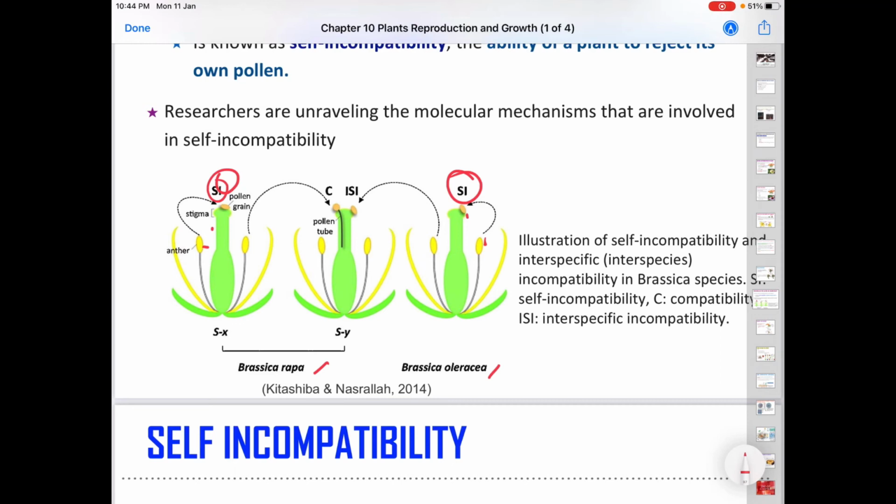For C, compatibility. Why? Because the pollen is from one plant and attaches to the stigma of another plant, so they are compatible. ISI is interspecific incompatibility. Interspecific means between different species. So this is Brassica rapa, and this is Brassica oleracea. There are 2 different species and the process is incompatible. They cannot fertilize.